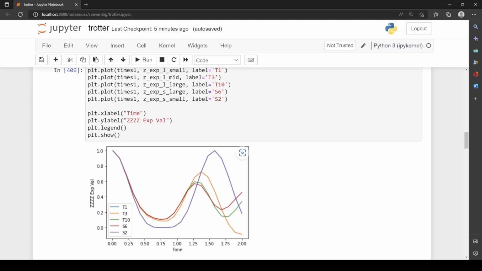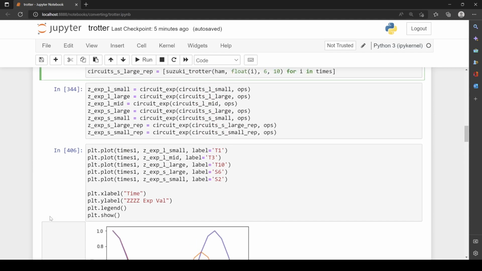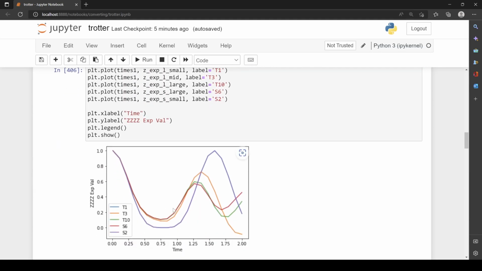So we can see the time evolution here. This is Trotter 1 step, Trotter 3 step, Trotter 10 step. So increasing accuracy. You can't really see the blue. The blue overlaps extremely well with the purple here. That's why you can't see it. You can see though that the Suzuki Trotter with only 1 repetition, but 6th order aligns very closely with the 10-step Trotter.